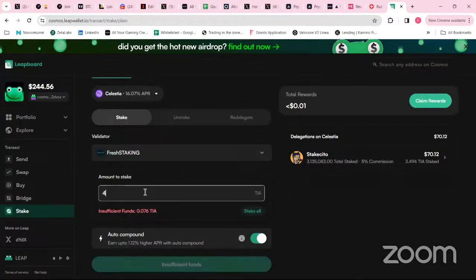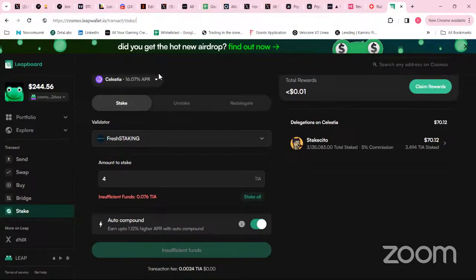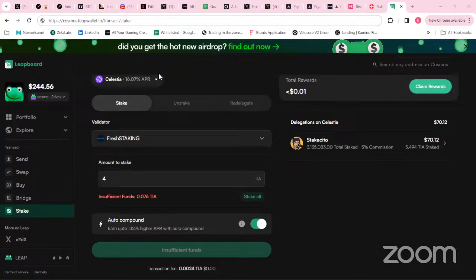If it's 4 TIA or 5 TIA, I don't have enough. All my TIA is already staked. And then you stake. It's a very, very simple process, very straightforward. All you need to know is the website. Let me drop it so it will lead you straight to staking. So you just need your Leap wallet, and that's all. It's as simple as that. You don't need any other website or platform.